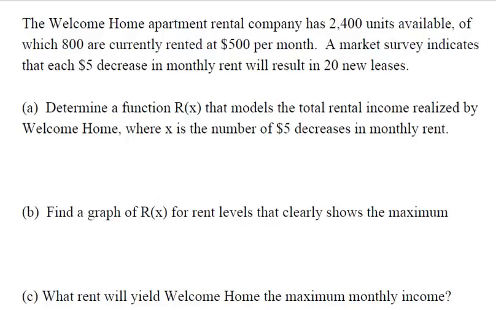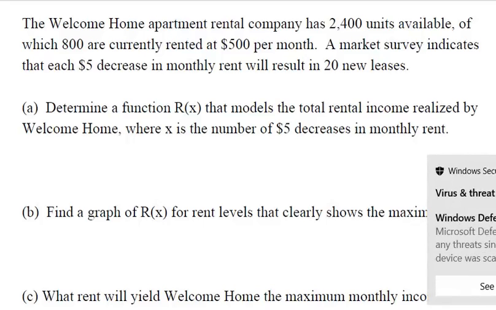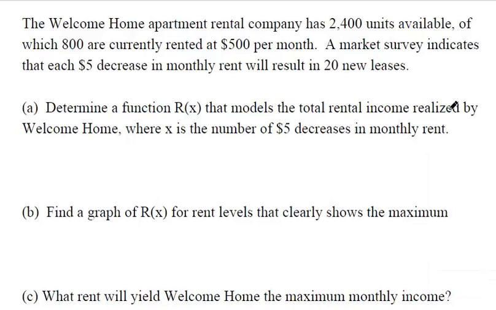But they say if they decrease the price by $5, they'll get 20 new leases. So decreasing the price increases the amount of money they make. So we're supposed to determine a revenue function, R of X, that models the total rental income, where X represents the number of times we decrease the monthly rent. So when X equals 1, the price is now $495. Okay. When X equals 2, the price is now $490, right? X represents how many times we change the price.